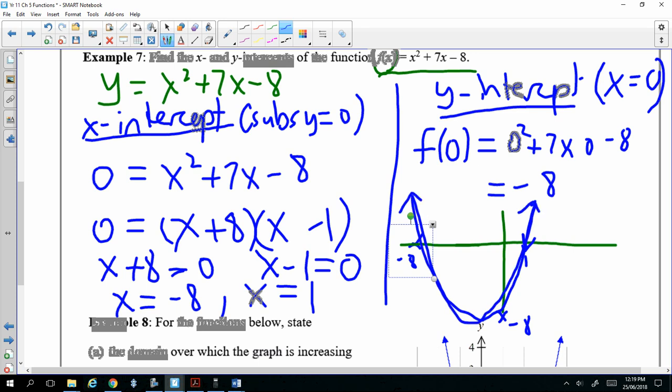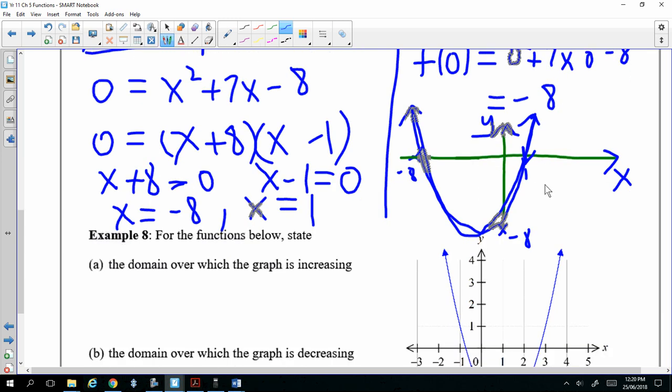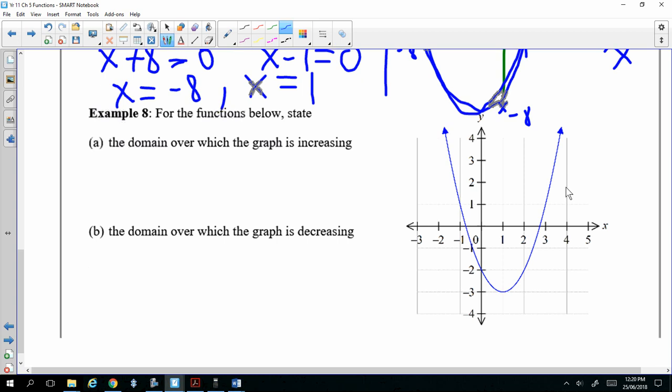But you don't need to do that. In the exercise, you just need to find out what the x-intercept is, what the y-intercept is. Okay, after we do this, we're going to look at example 8. You have to find the domain, which is the x values, where the graph is increasing. How do you know if the graph is increasing? That part is increasing, isn't it? Right? Increasing. And what the x value that corresponds to this?